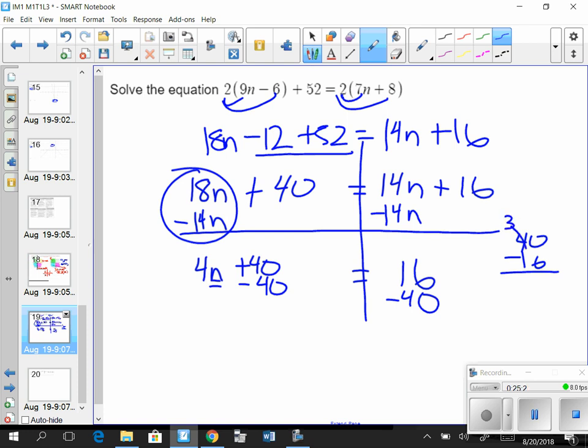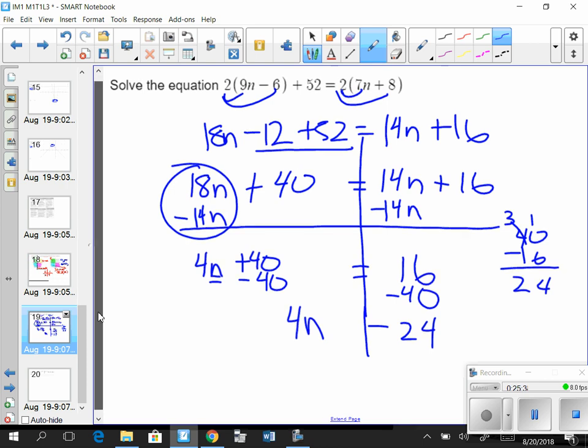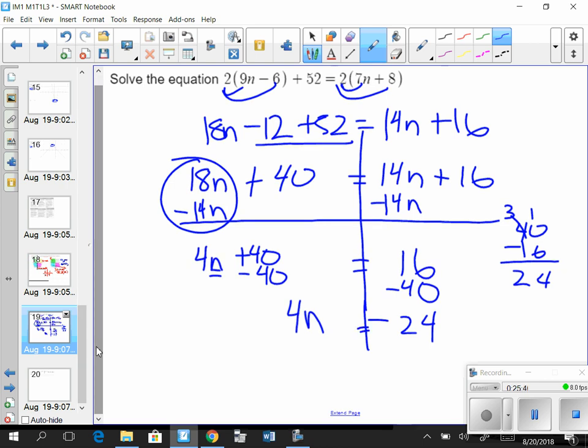I subtract those. I have to borrow. 10 minus 6 is 4. 3 minus 1 is 2. So overall, 24. But be careful. We lost more than we gained. So if you just write 24, you made a sign mistake. We lost more than we gained. All that's left now, get that n by itself by dividing both sides by 4. We get negative 6. That's it.